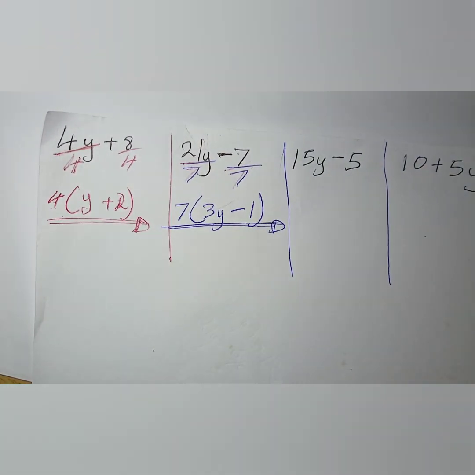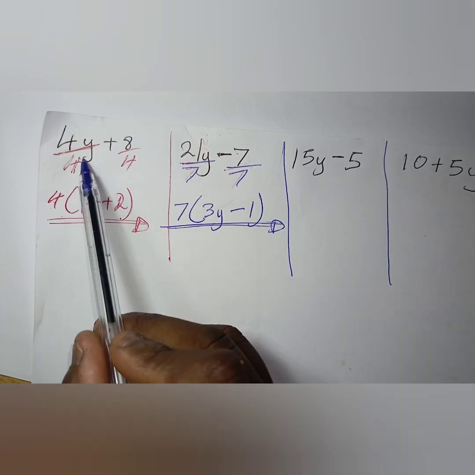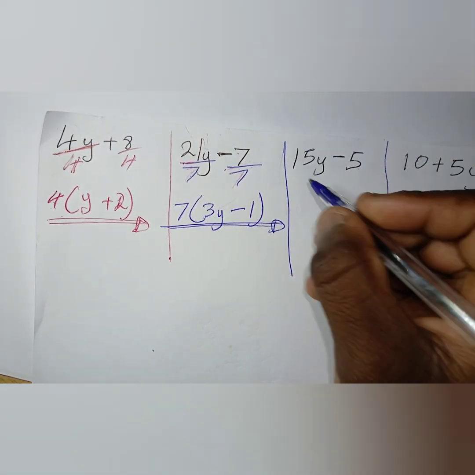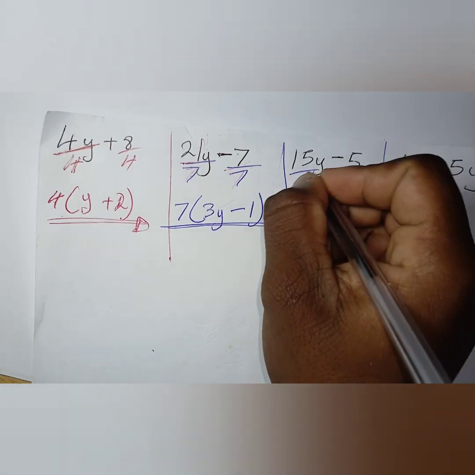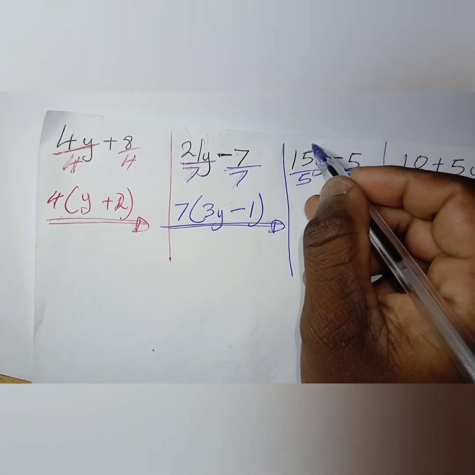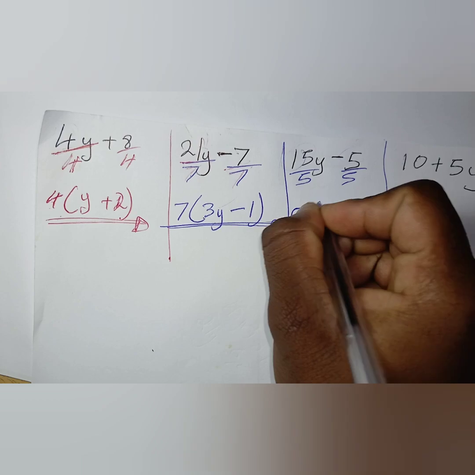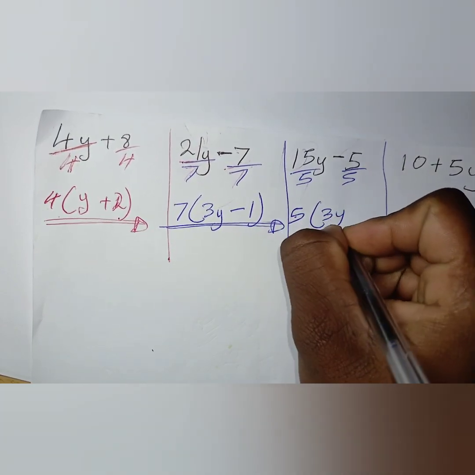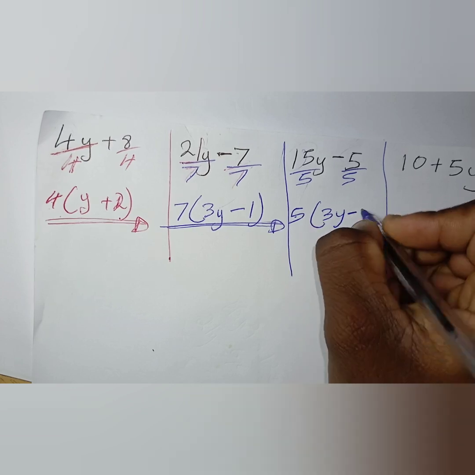All the time, guys, when you factorize, you should first look for a common factor. Then you can go and look for difference of two squares, sum of cubes, trinomials, and so on. But first of all, look for a common factor. Here, it will be 5, a number that I can divide both by. So this is my common factor. If I divide, it will give me 3y, and if I divide, it will give me minus 1.